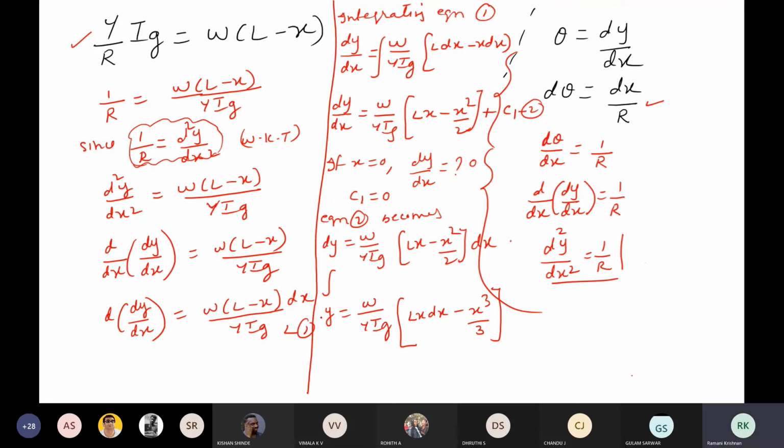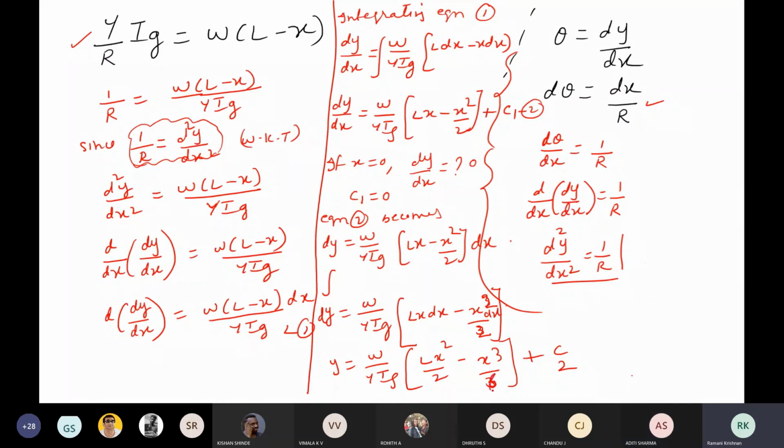Students, I'm going to integrate, so I'll keep this here. When I integrate, I'll get y equal to w by YI, then L x square by 2 minus x cube by 6, plus C2. The rest I have already done, so I keep it as it is.